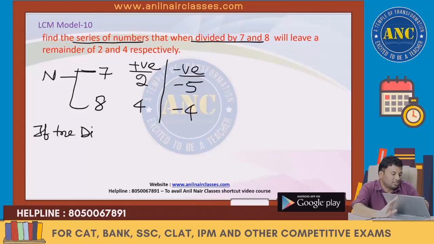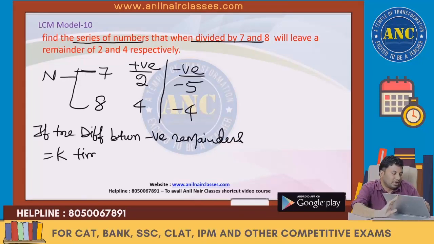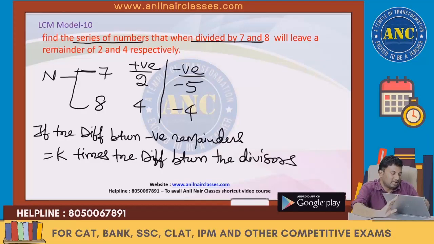If the difference between the negative remainders is k times the difference between the divisors, in the kth step negative remainder will be same. In the kth step negative remainder will be same.